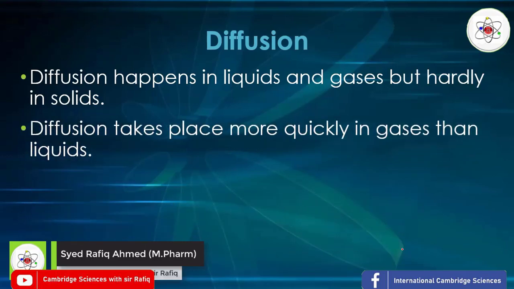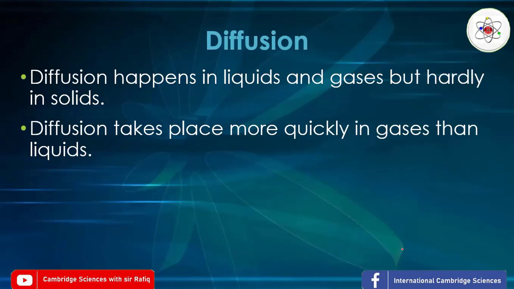Diffusion takes place more quickly in gases than liquids because of the movement of the particles, because they move with a high speed, and we know very well that the particles of gas have the most kinetic energy, right? When we compare the kinetic energy of the particles, the kinetic energy of particles in solids is the least, liquids have more than solids, and gases have the highest kinetic energy. So obviously they will diffuse faster than any other states of matter.